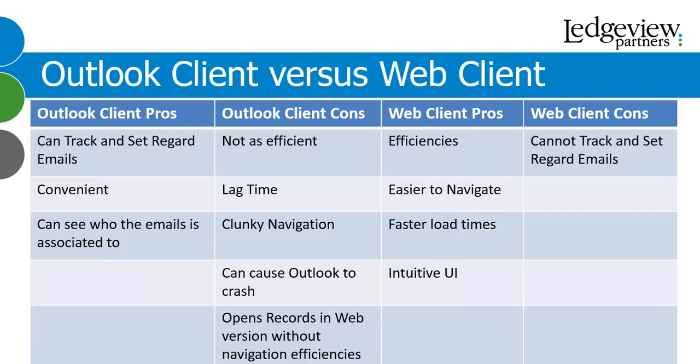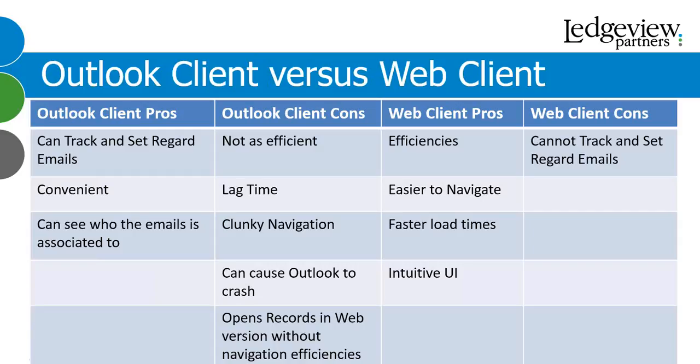The clunkier navigation in the Outlook client goes back to the clicking of tabs and opening them and expanding folders. It can cause Outlook to crash. The reason for that is because you're taking an item that exists in the cloud and is a very powerful tool in CRM, or is on an on-premise server that utilizes the CRM server and the SQL server, and you're connecting it through an add-in into Outlook. That could be a lot of data to handle, so it can cause Outlook to crash at times, as it may not be compatible with other add-ins.